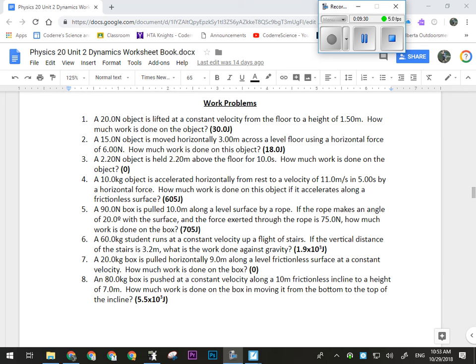I'm not making it go faster. I'm not making it go higher. So I'm not doing any work on it. That's why the answer comes out to 0 joules. You're not changing either form of energy at all in this question.